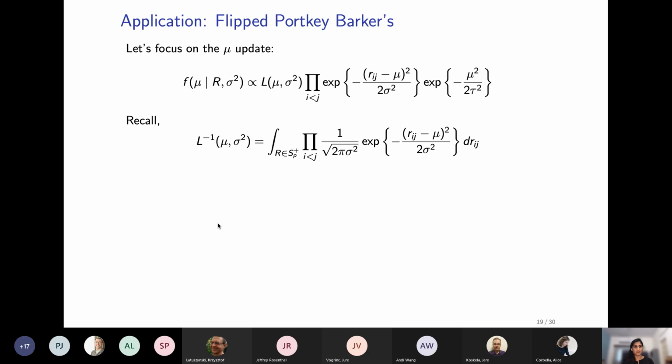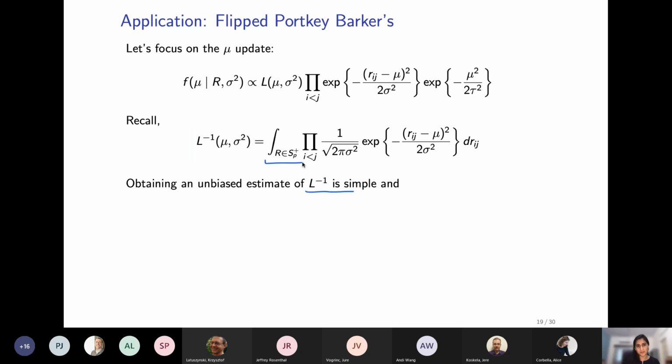So we'll be doing a flipped Portkey setup, where I'm just going to focus on the mu update. For mu, recall in the previous slide, I had the conditional density in front of you, where L, again, recall, was such that its inverse took the form of this integral. Now, this is why the flipped Portkey is natural here, because the inverse is in the form of an integral. And if I can upper bound the inverse, then I can upper bound this integral. And I can also easily generate unbiased coins that estimate this integral. Right? So obtaining an unbiased estimate of L inverse is simple.